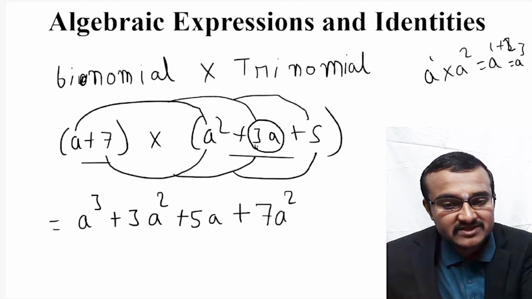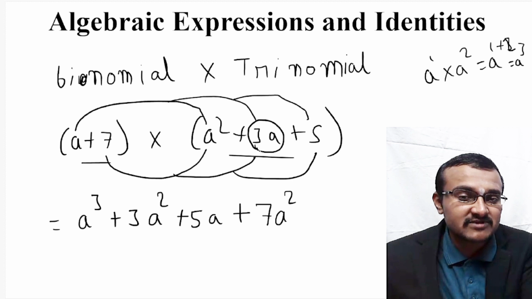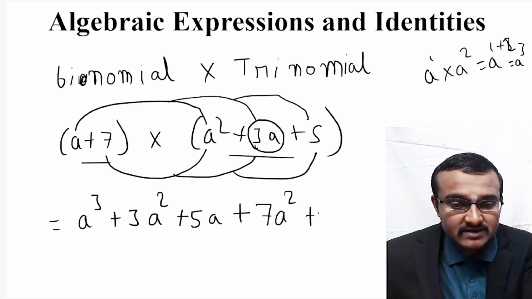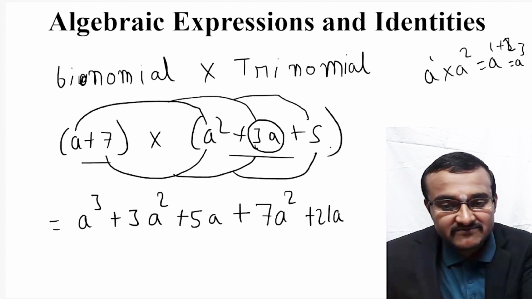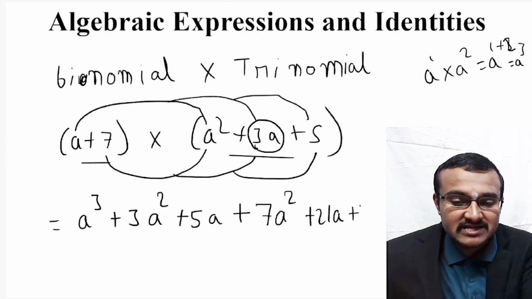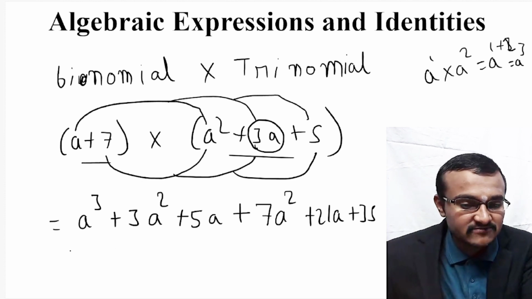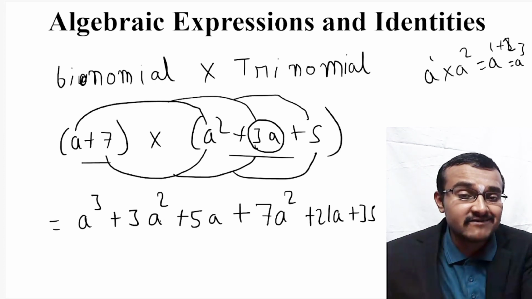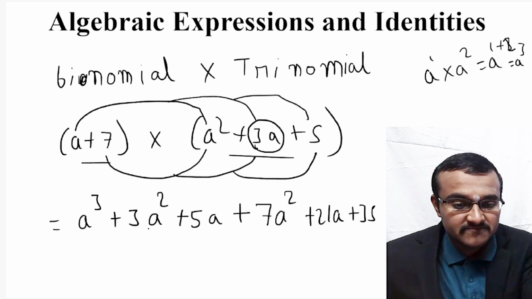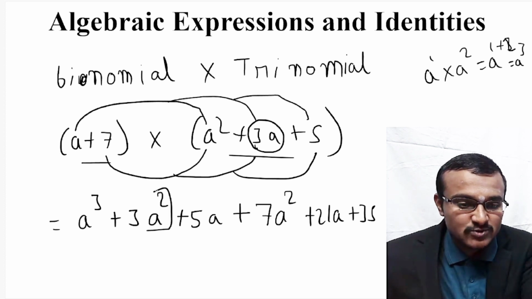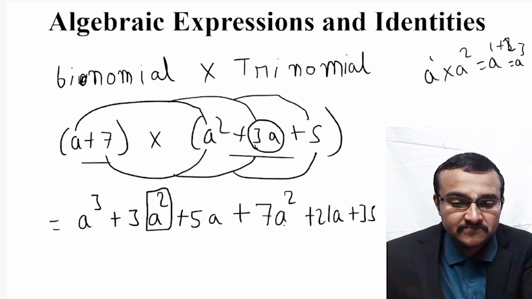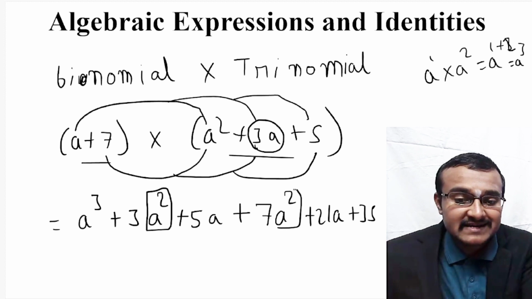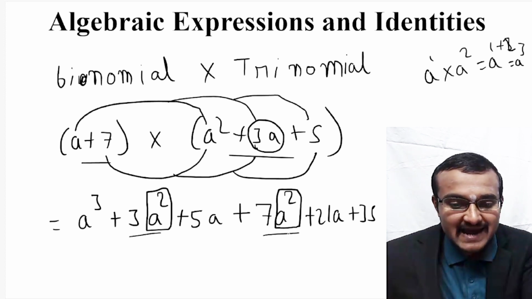So when you multiply 7 with 3a, plus 7 into plus 3 will be plus 21. So here a is there. So 21a. So when you multiply 7 with 5, it will be 7 5s are 35. So this is the answer which you have got. Now you can compare which terms have the same variables. Here you can see this 3a square has a square as its variable and 7a square has a square as its variable. So these two terms you can add to each other.